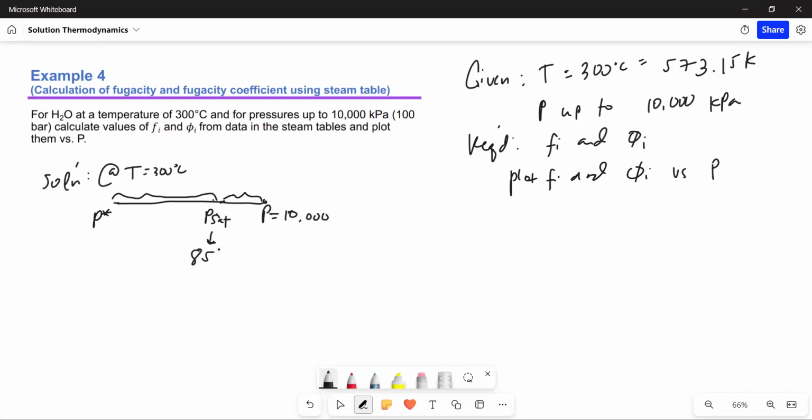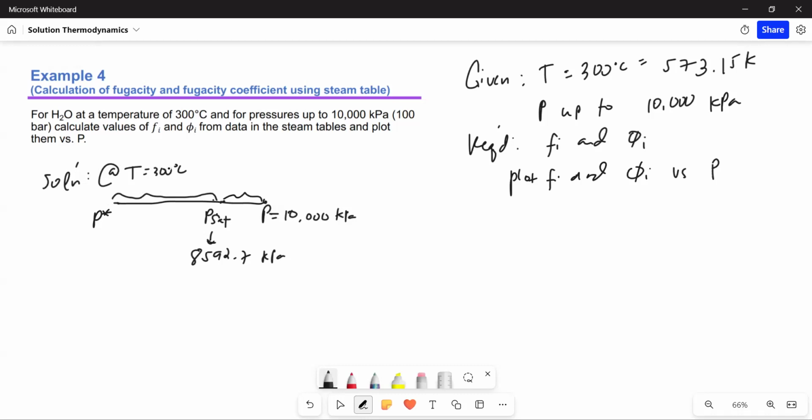8,592.7 kilopascals. So we are more or less sure that we're dealing with two phases. So we need to use different equations for each part. Beyond the saturation pressure, we need to use the subcooled equation. So for the gaseous phase, what equation can we use?